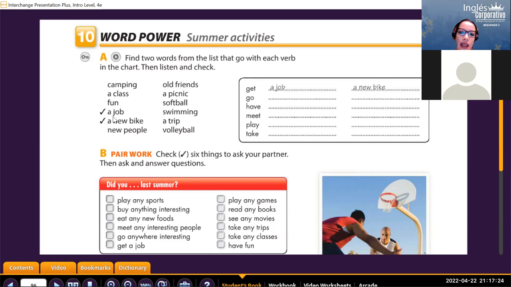De los que están ahí, hay que ver cuáles dos palabras irían con go, have, meet, play y take. Le voy a dar chance para que haga el ejercicio en su cuadernito y luego revisamos. Ok, gracias. Ok.